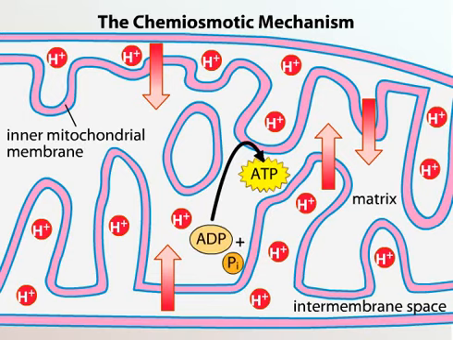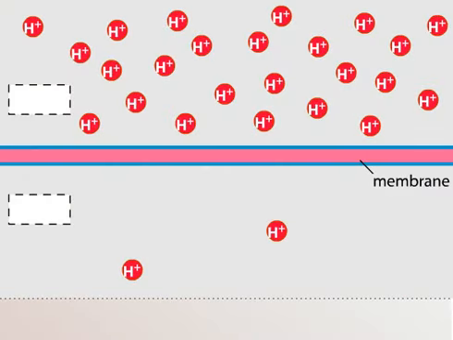What experiments supported this hypothesis? In one experiment, the investigators manipulated the pH of the compartments on either side of the inner mitochondrial membrane. In this example, which side of the membrane would represent pH 7 and which would represent pH 8? Drag the answers to the appropriate boxes.